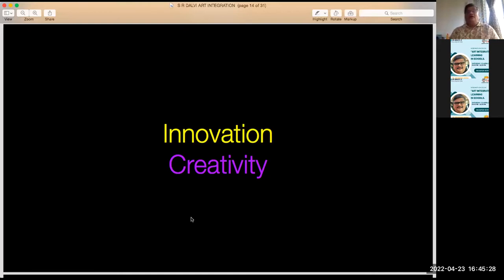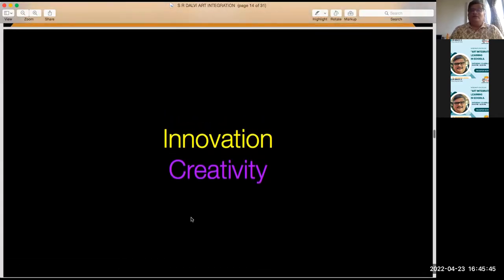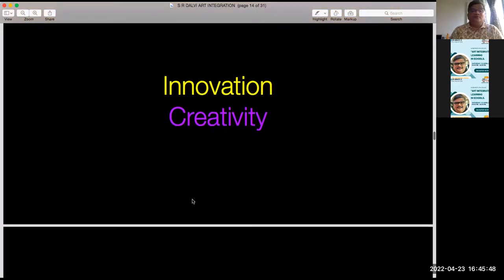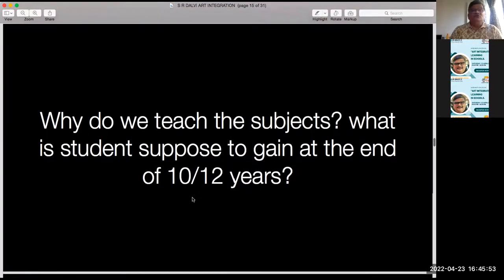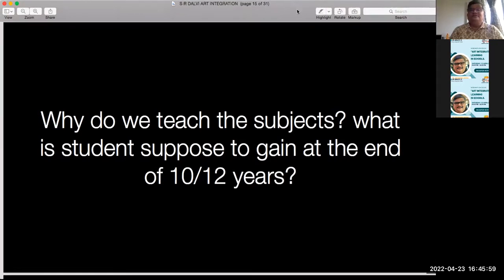So we, as a country, want innovative minds. We want creative minds. Therefore, all the educators, all the senior people realize that we need to have a change in the approach. And that is how it is all reflected in the new education policy. And it is not happening only in India, it is happening everywhere. So we need to ask a question: why do we teach the subjects for 10, 12 years? What is it that we expect students to gain?